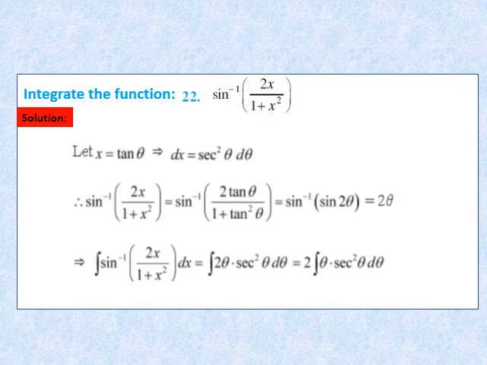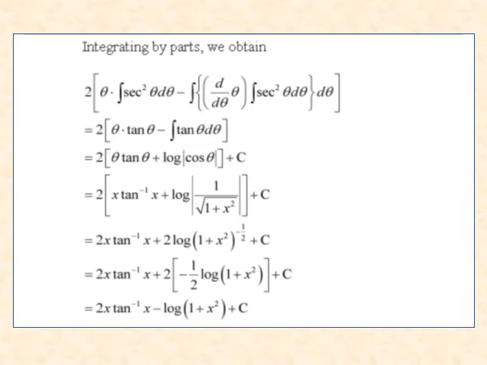Therefore the integral sin inverse (2x upon 1 plus x square) dx will be equal to integral 2 theta into dx, and dx was equal to what? Sec square theta. So this becomes integral 2 theta into sec square theta d theta, and taking the constant 2 out of the integration, we will get 2 integral theta into sec square theta d theta. So again we can apply integration by parts. We will get 2 [theta times the integral of sec square theta d theta minus integral of (the differentiation of theta with respect to theta, times the integration of sec square theta d theta)]. We have to take theta as the first and sec square as the second function, if you remember ILATE.